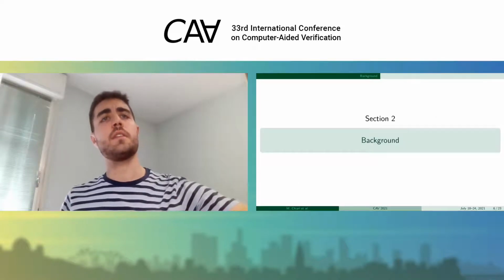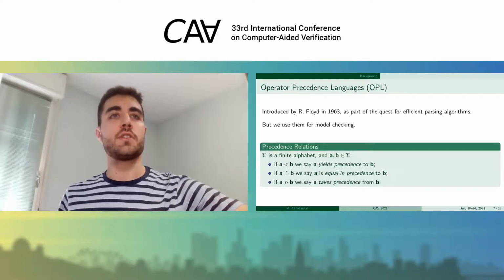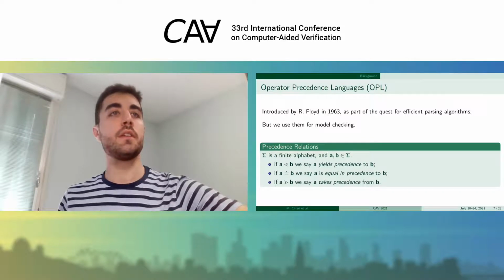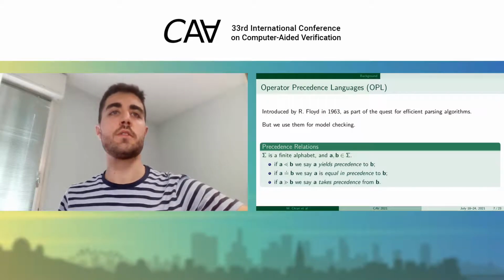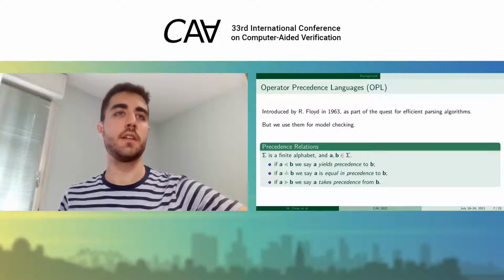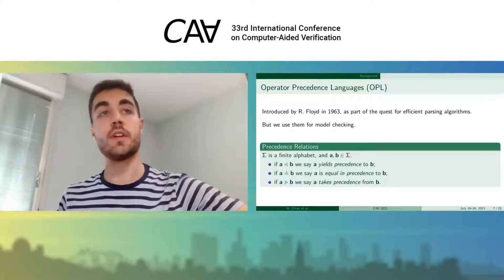So now let's see what these operator precedence languages are. Operator precedence languages, or OPLs, were introduced by Robert Floyd in the 60s with the goal of efficient parsing. But they also have some other interesting properties, because they form a Boolean algebra, so they are closed by union, intersection, and complement. They are also closed by concatenation and Kleene star, and containment is decidable. Since, of course, emptiness is also decidable, they are ideal for model checking, where these closure properties are needed. And so we try to use them.